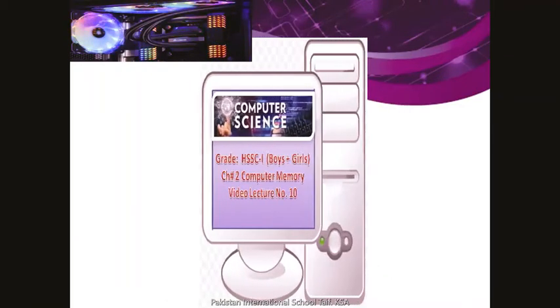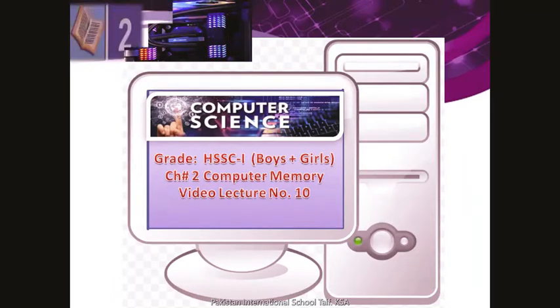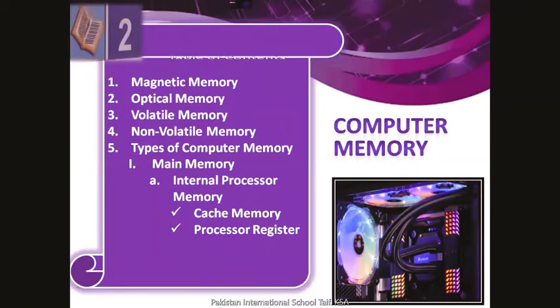Dear students, this lecture is for grade first year, subject computer science, and this is our 10th video lecture. We are on chapter number 2, computer memory. Today I'm going to talk about magnetic memory, optical memory, volatile memory, non-volatile memory, types of computer memory, and then further we will discuss the types of main memory, internal processor memory, and cache memory and processor register, which are the types of internal processor memory.